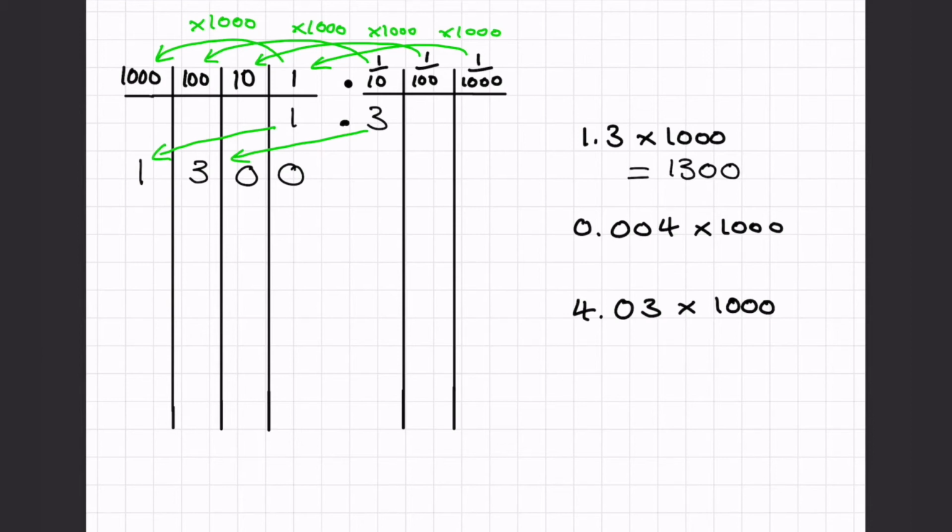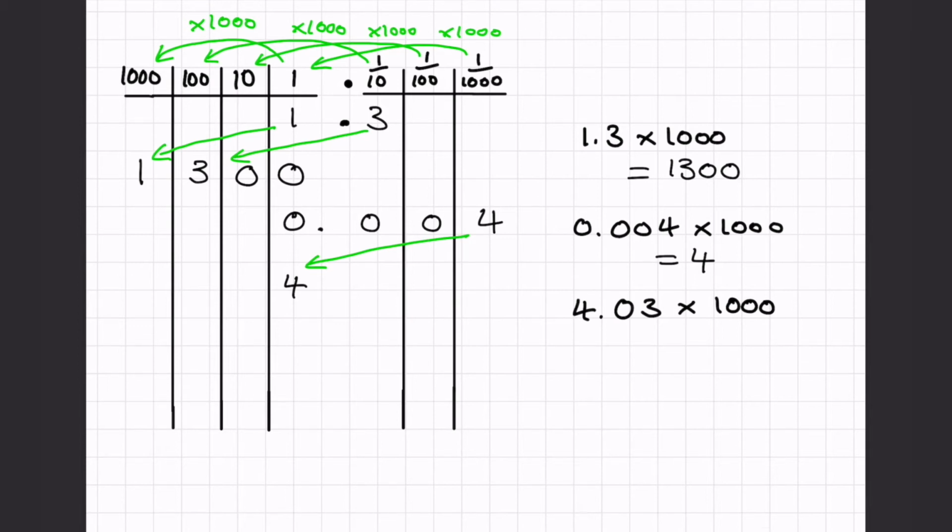0.004 multiplied by 1,000. Well, let's deal with the digit 4. The 4 is going to move 3 columns to the left. 1, 2, 3. The 4 ends up here in the units column. So the answer is equal to 4. We don't need to do anything else with this number.